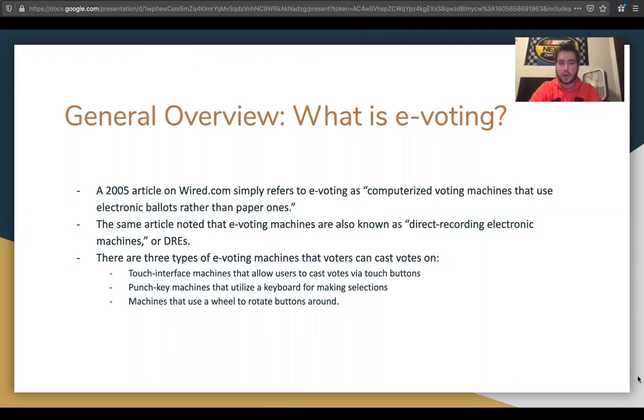The same article on Wired.com noted that e-voting machines are also known as direct recording electronic machines. We'll call those DREs throughout the day here. And there are three types of e-voting machines that voters can cast ballots on. Essentially, three different ways to do the same thing. You have touch interface machines, much like a smartphone or a tablet, where you just touch the buttons on the screen, and that's how you make your picks and choose your candidates. Punch key machines utilize a keyboard for making selections. And then there are machines that use a wheel. They rotate buttons around, and then you tap the corresponding button as you move the wheel around.